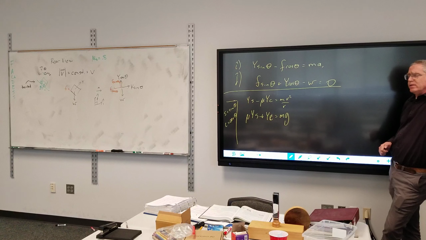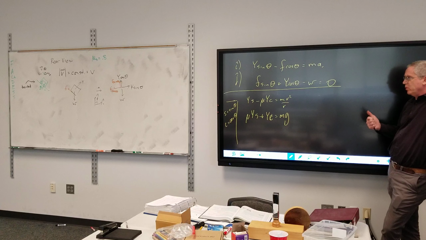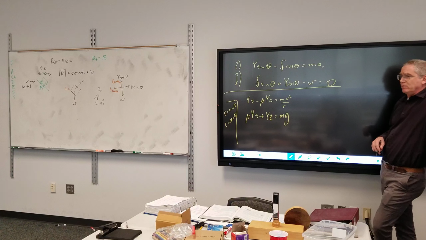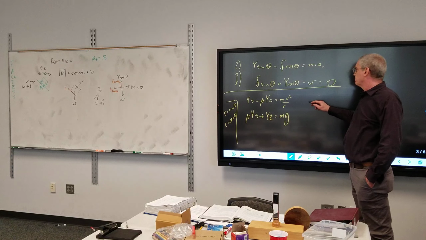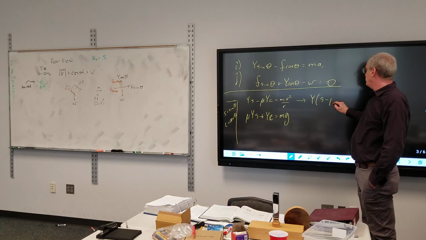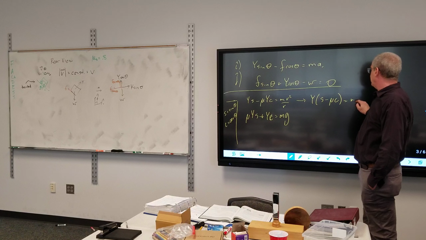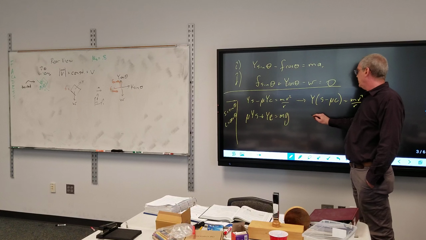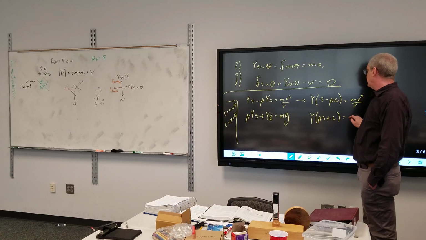I don't know theta. I don't know N. So I don't know normal force, I don't know theta. Those are my two unknowns. I need to get rid of something. Getting rid of normal force makes the most sense, since I don't need to know what the normal force is. So factoring it out, I have N times sine minus mu cosine is equal to m v squared over r, and N times mu sine plus cosine is equal to m g.